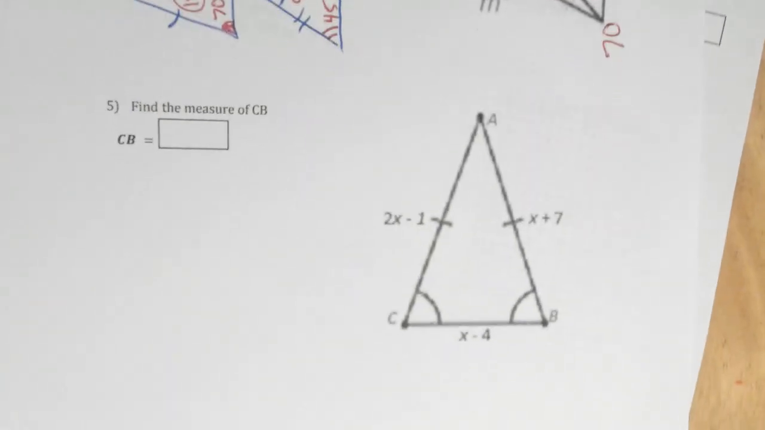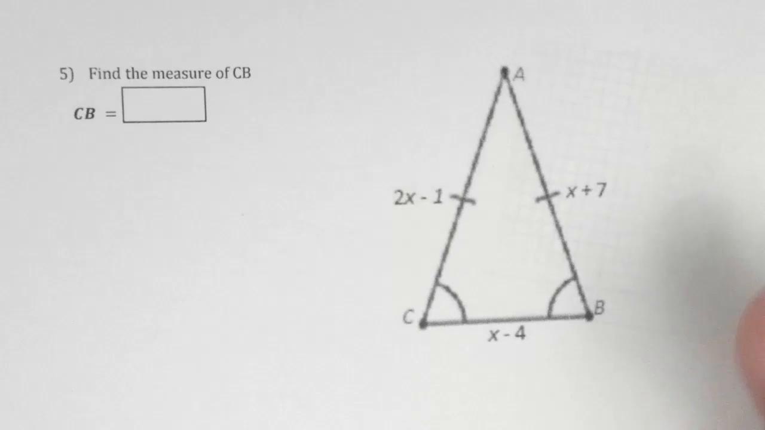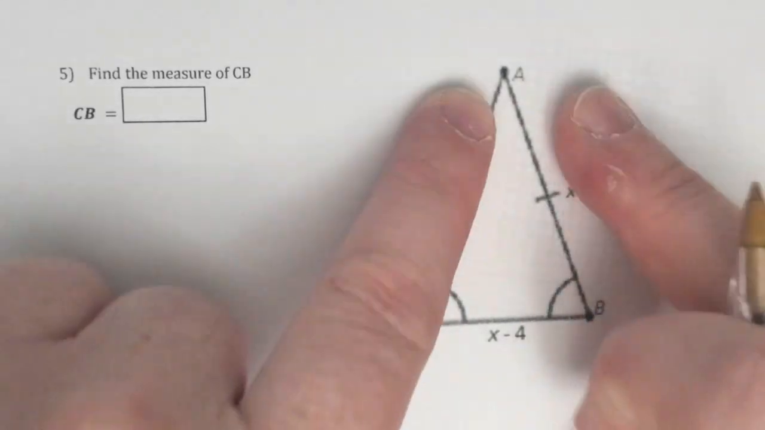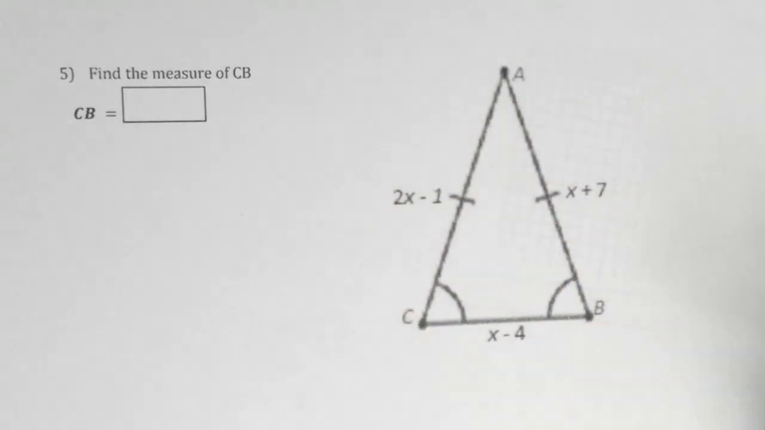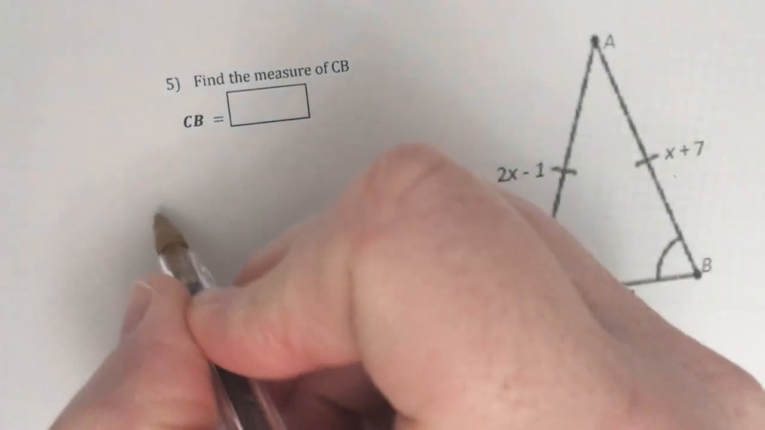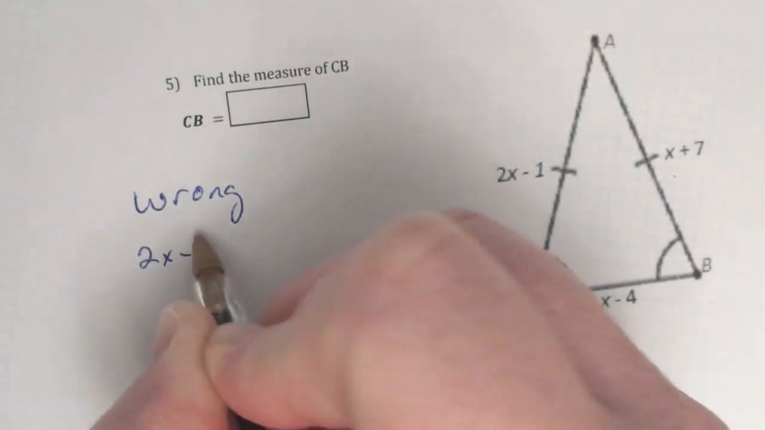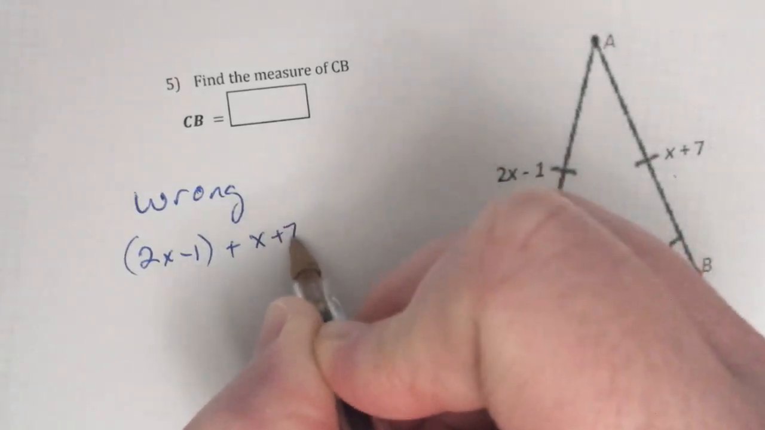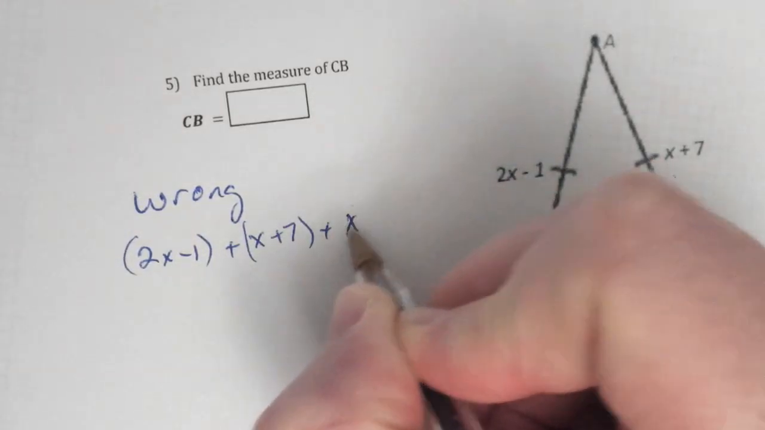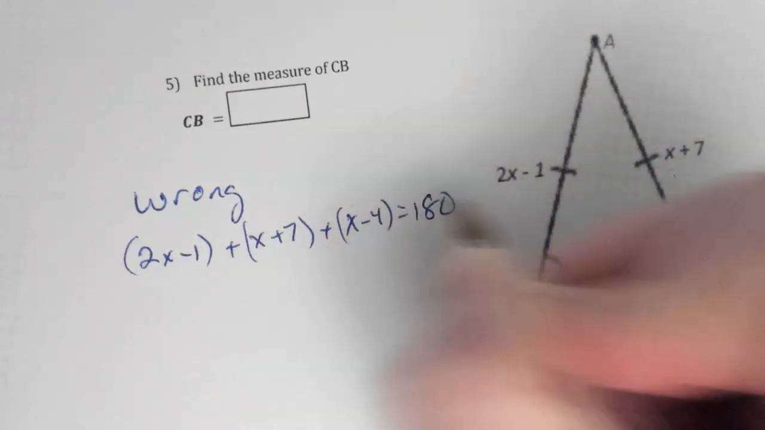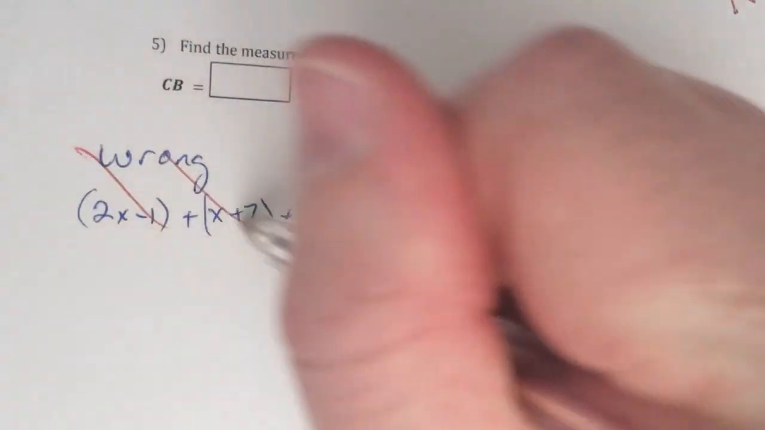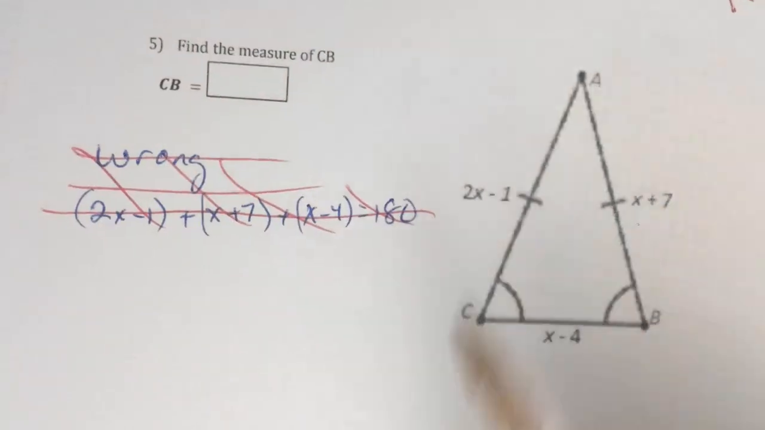Number 5, same idea. Our arms are equal and our elbows are on the table, so that's perfect. But here's the thing: these are not angles. A lot of people would have gone, oh, 2x minus 1 plus x plus 7 plus x minus 4 is equal to 180. No, this is wrong. Don't do that.